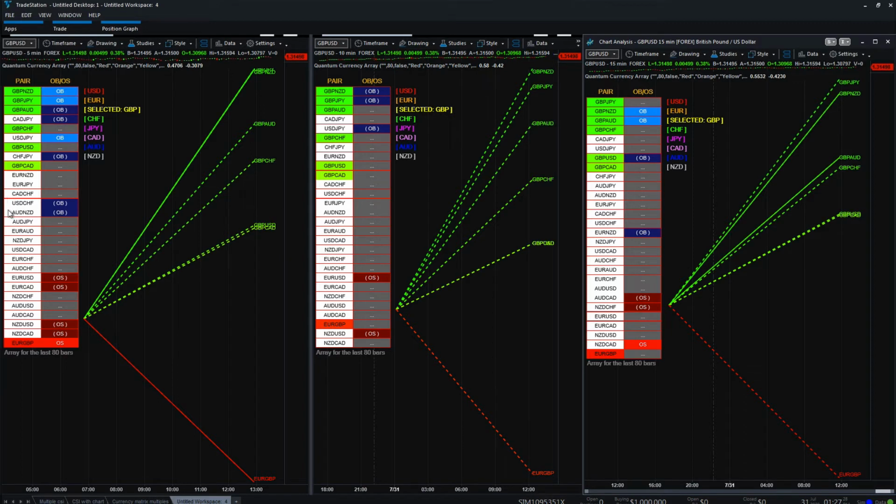And that is all reflected down here. And obviously you can isolate out, just click on, click off, and you can isolate in and out all the pairs as you go forward.